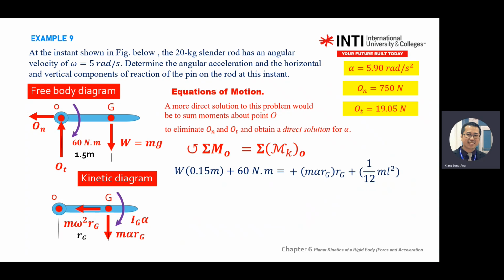So no force here already. You only have one weight here. So in the free body diagram, you have weight, and then what? There is an additional moment given by the question, 60 given by the question. Then for the kinetic one, you close O, you see this one and this one. This one will create moment because MA is a force. Force multiplied by the D, you get moment.